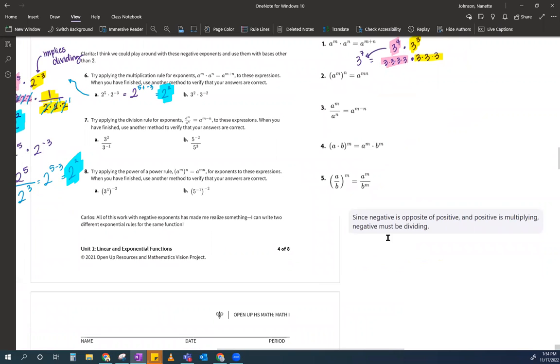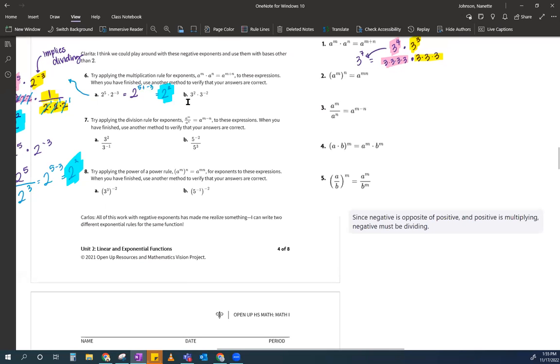But I like this. So they're pairing things, right? They're pairing and they're making things opposing each other. So negative is opposite of positive. Positive means to multiply, multiply, multiply. Then negative must mean divide, divide, divide, which is right here. 2 to the negative third means 2 times 2 times 2, just on the bottom, on the division bar. Okay, very good.